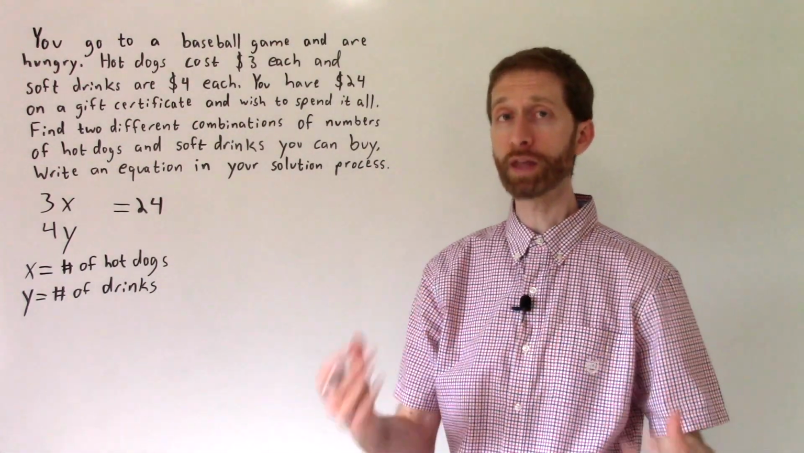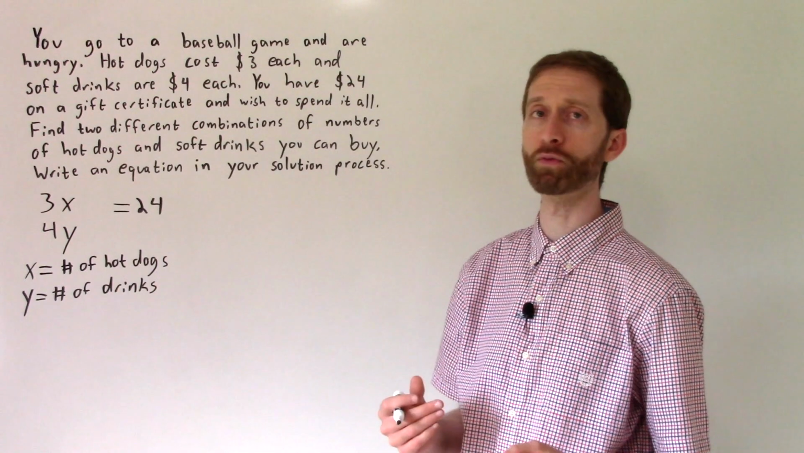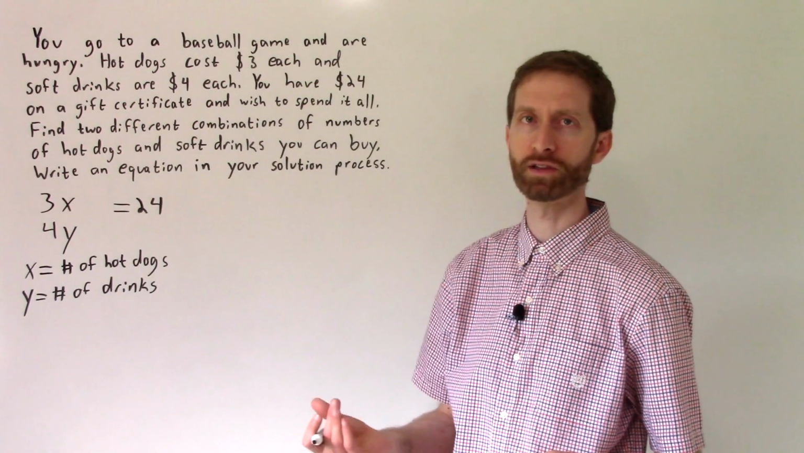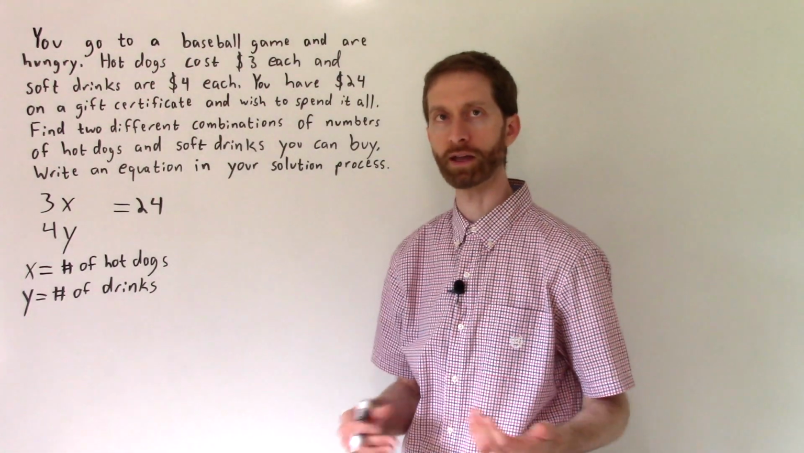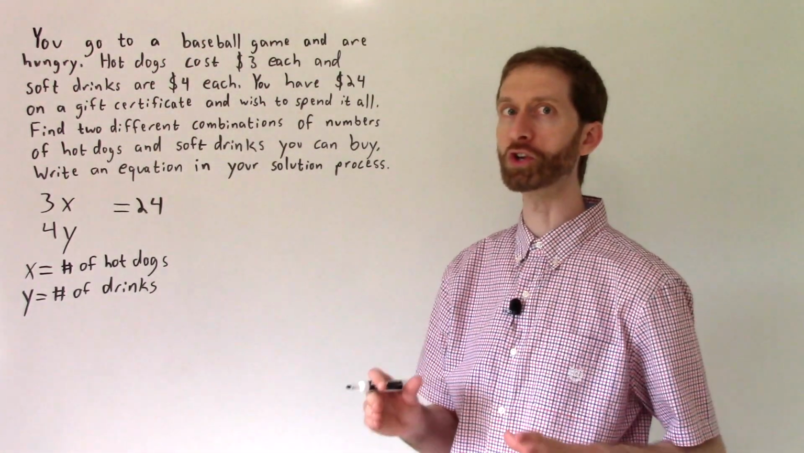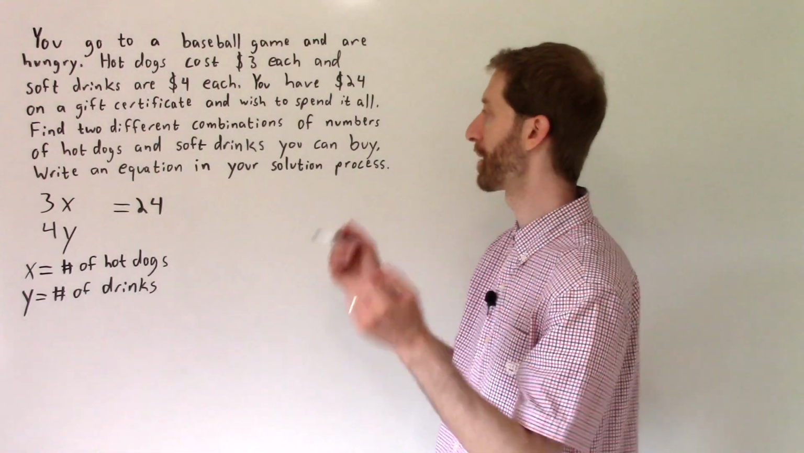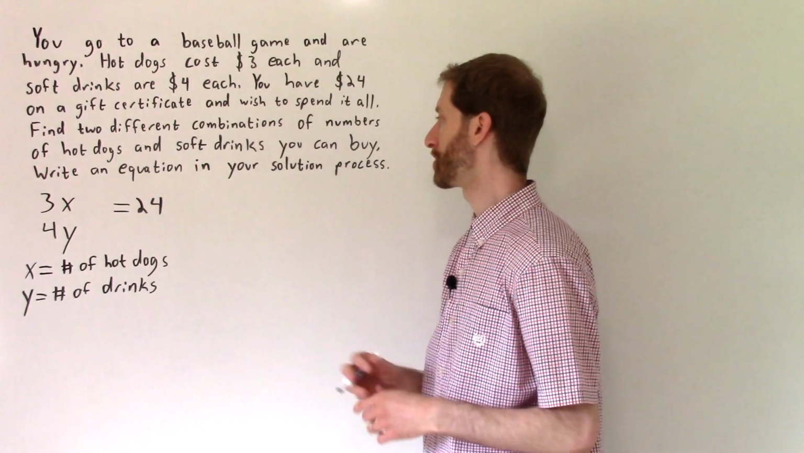Now, we could do this without algebra. You could just mentally go through it and be like, well, if I want to spend $24, what happens if I have 6 hot dogs? Then how many soft drinks would I need to buy? You could do it that way. We're going to do it with standard form of an equation because it gives you the formula that we need to find all the combinations. And then it says write an equation in your solution process.